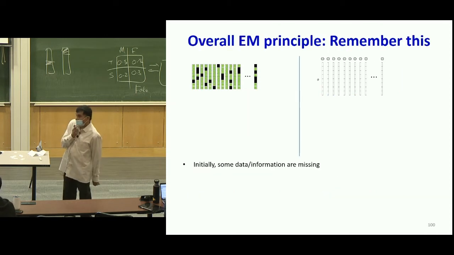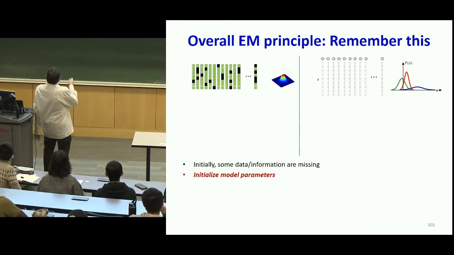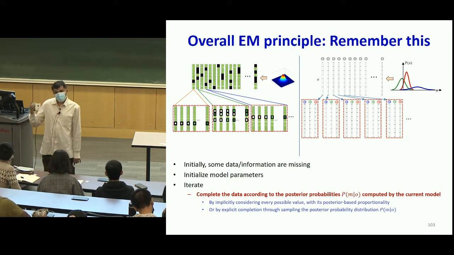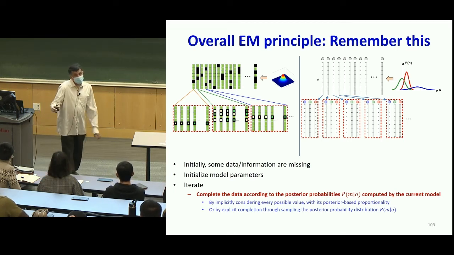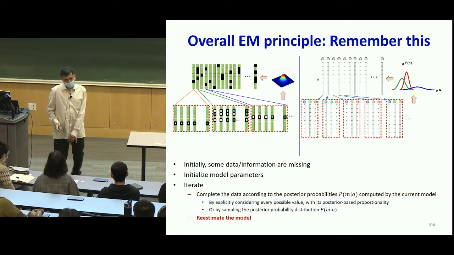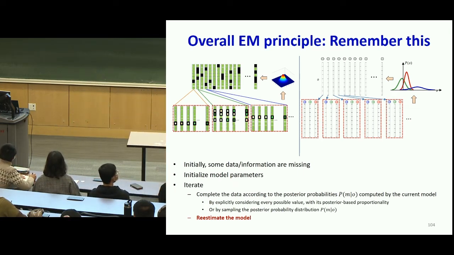So here is the overall EM principle for learning the distribution of data, of a generative model. You're given data with some missing components. So you're going to initialize your model parameters somehow. Here you're going to initialize a Gaussian, maybe you may initialize a Gaussian mixture. Then you're going to iterate. You're going to complete the data by filling in the missing values according to the a posteriori probability distribution for the missing values. You could do this by sampling, or you could do this by explicitly considering every possible value. And then re-estimate the model from the completed data. And you iterate this process, and this should give you the correct answer, or a reasonably good estimate, right?